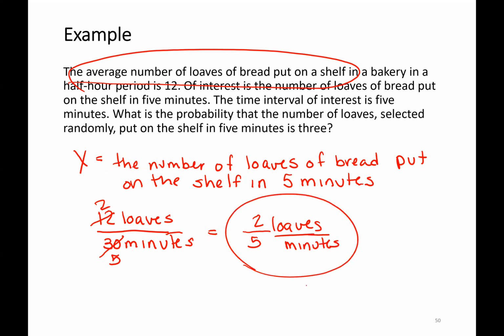So in this Poisson distribution, since we're interested in this 5-minute period, we can just take that average that was given to us and figure out how many loaves of bread are put up in the 5 minutes. So what are we interested in there? Well, now it says, okay, if 2 loaves are put up on the shelf in a 5-minute period, what's the probability that you get exactly 3? What's that probability? And how do I figure that out? Well, I'm going to use a Poisson distribution.